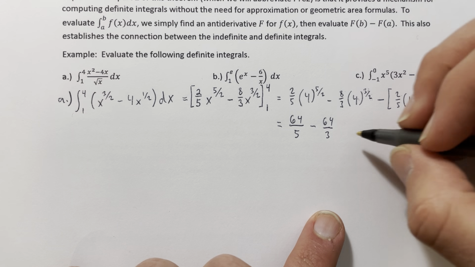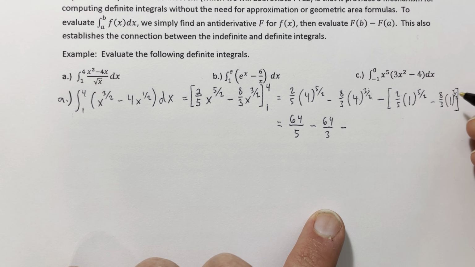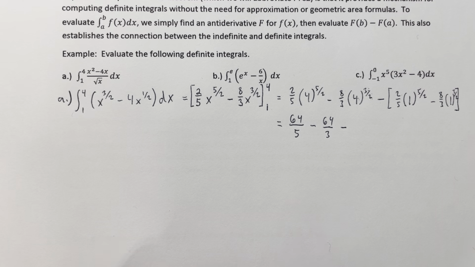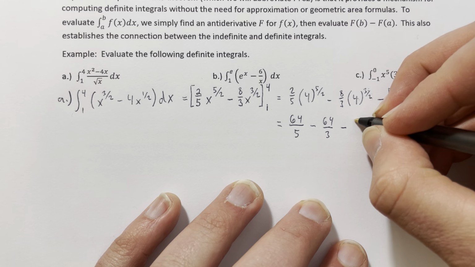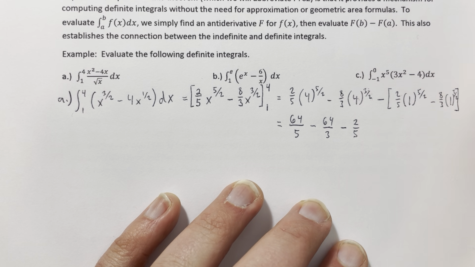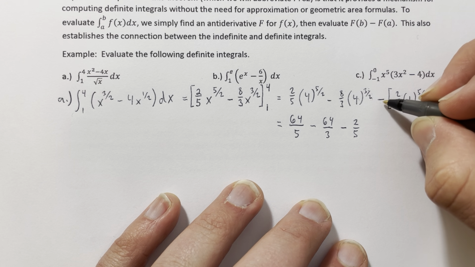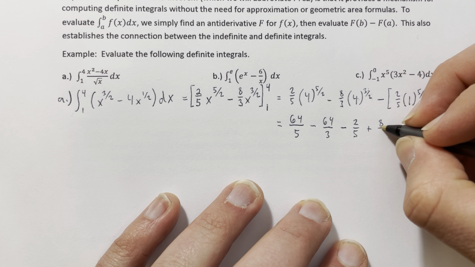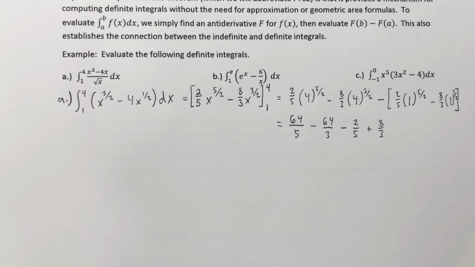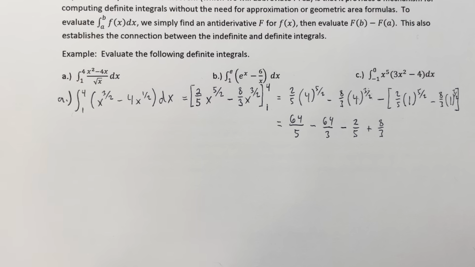Okay? Now this minus has to get distributed to everything. So this is going to become a minus 2/5, and 1 to any power is just 1. So I can just write that as 1 times 2/5, which is 2/5. And then here, same thing. This is 8/3 times 1, so I have 8/3, but that has a minus, and another minus would have distributed to it, giving me a plus 8/3.